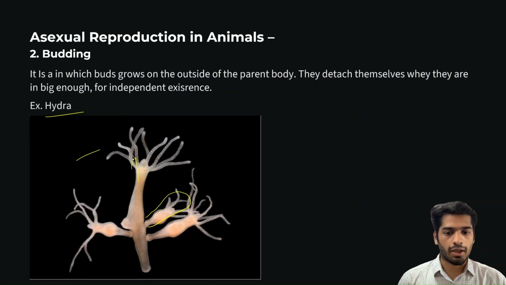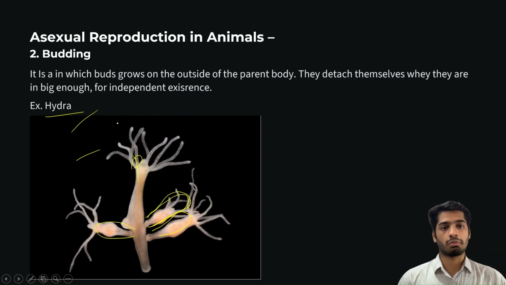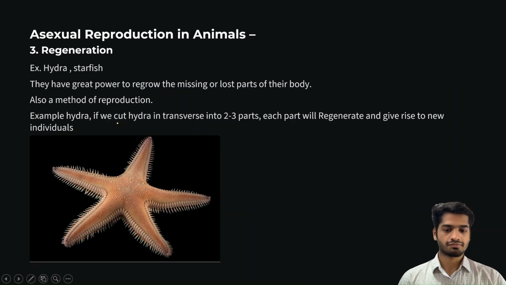So this is your parent body. On this parent body, there is going to be a small outgrowth. That is going to be a bud. So on this parent hydra, you can see there are three new buds forming. So these buds are going to be there till they are mature. As soon as they are mature, they're going to detach themselves from the parent's body, and then they are going to live an independent life. So this was budding. The only example that we are going to remember is hydra.